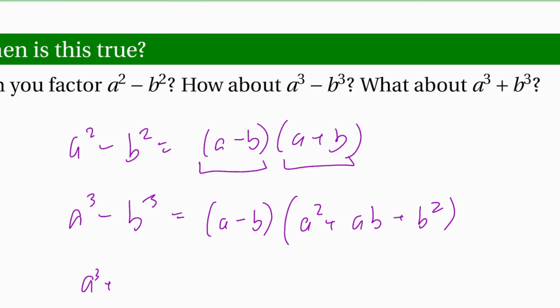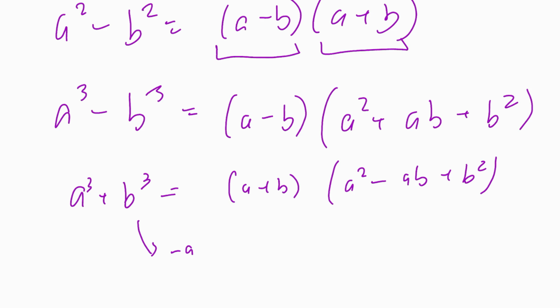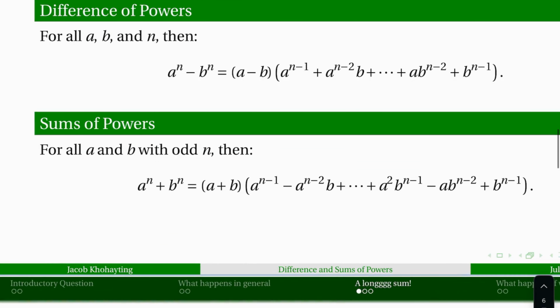And a cubed plus b cubed. Let's look at that one. Well, a cubed plus b cubed factors when b equals negative a. So we want to find a plus b times a squared minus ab plus b squared. So that factors very nicely as well. So maybe there's something very common going on between these. Let's see. So in general, this is what happens.